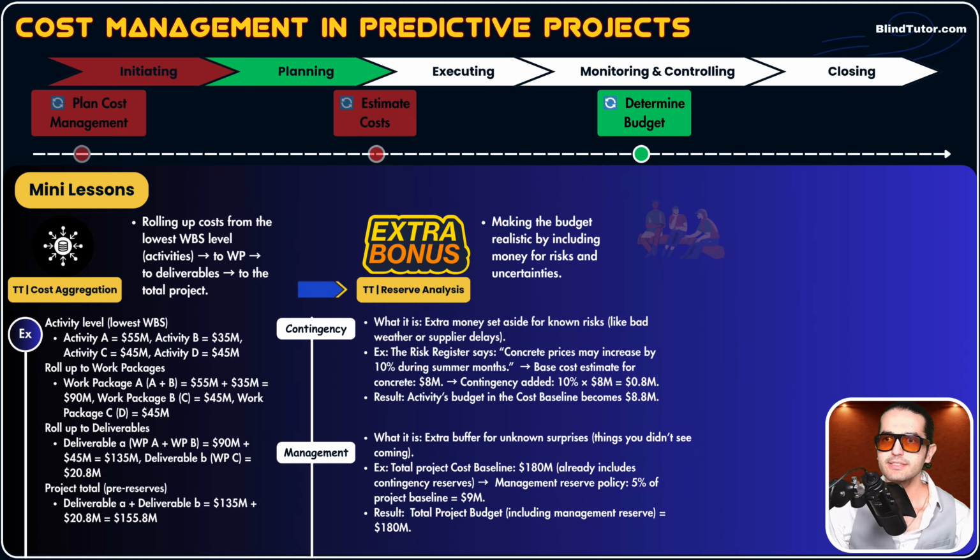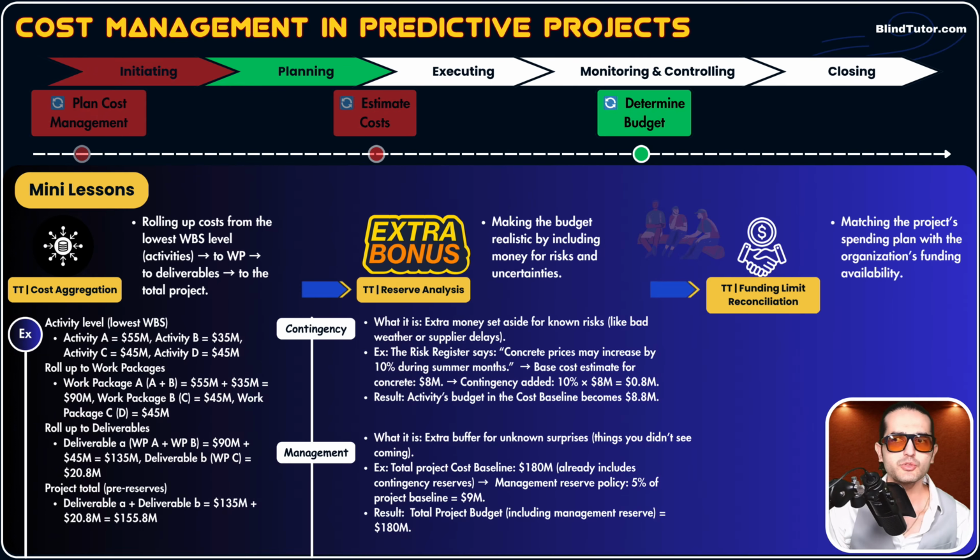Great. The third tool and technique is called funding limit reconciliation. We had the term reconciliation, and here we go. Here is how we apply the term reconciliation, guys. How do we use this tool and technique, and what is this technique, guys? Now, guys, funding limit reconciliation is about matching the project's spending plan with the organization's funding availability. Okay, it creates realistic funding requirements.